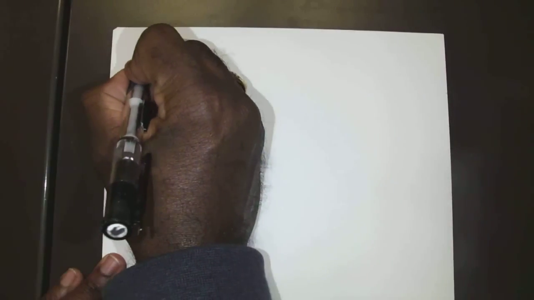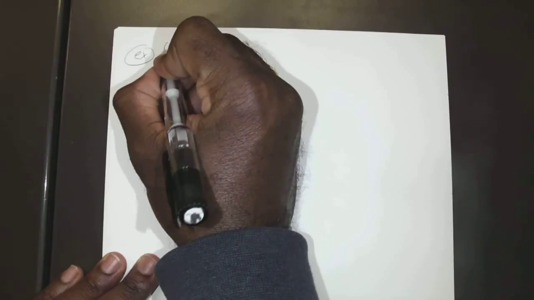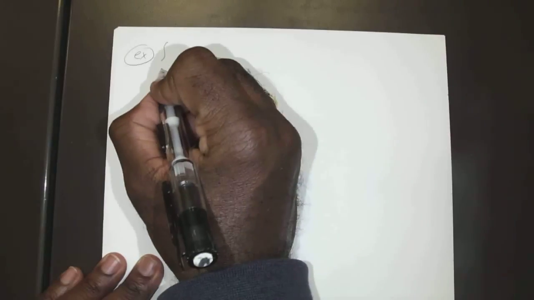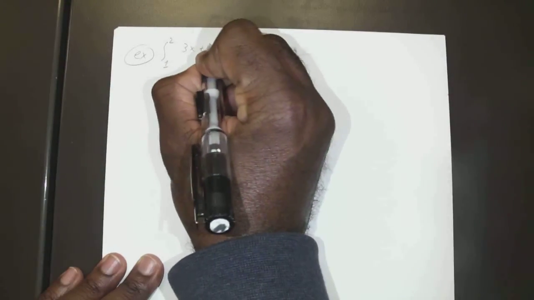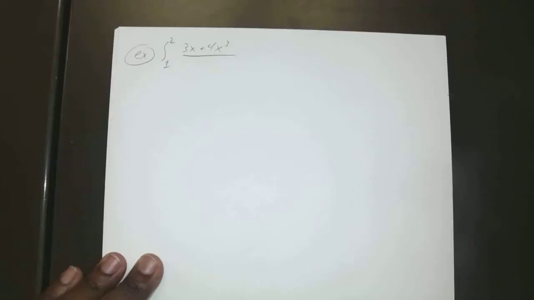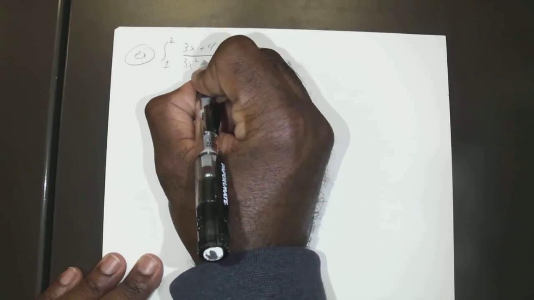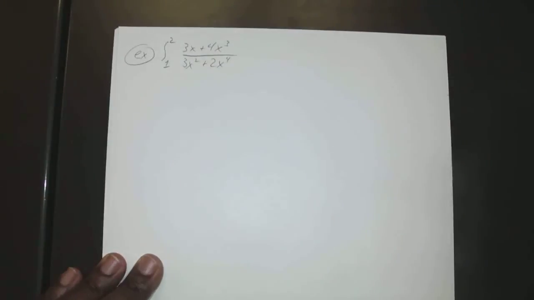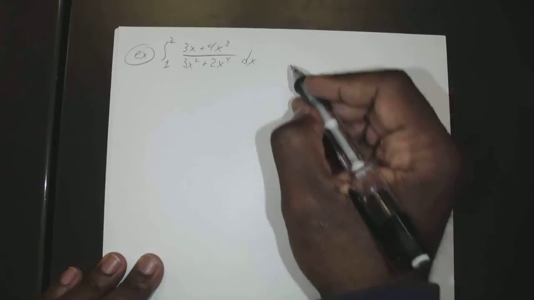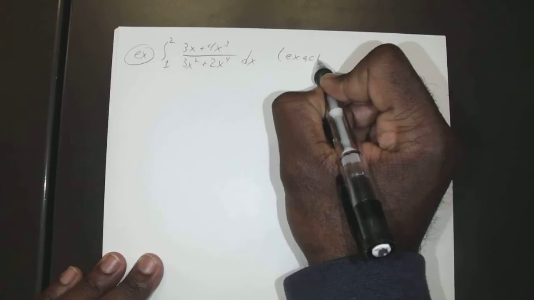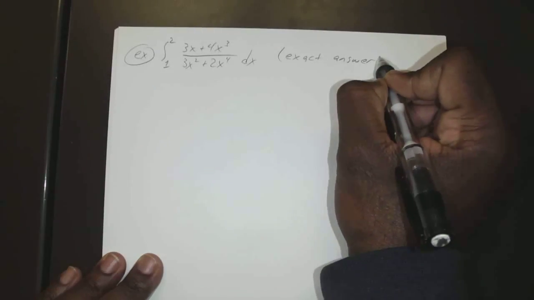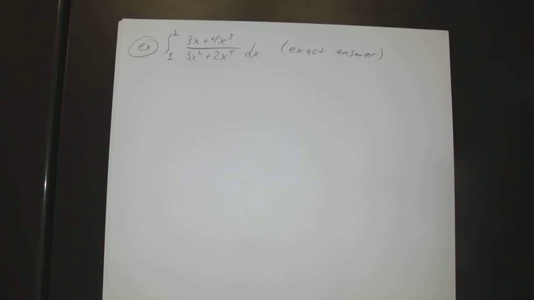All right, so let's do one more of those, but we'll make it a definite integral. So the integral from 1 to 2 of 3x plus 4x to the third divided by 3x squared plus 2x to the fourth with respect to x. And we want the exact answer, so we don't have to worry about decimals and all that stuff.